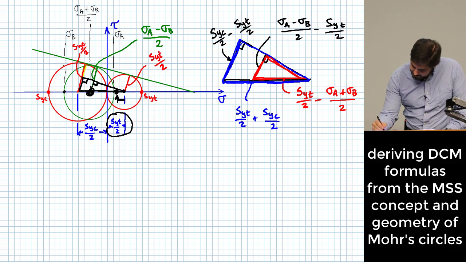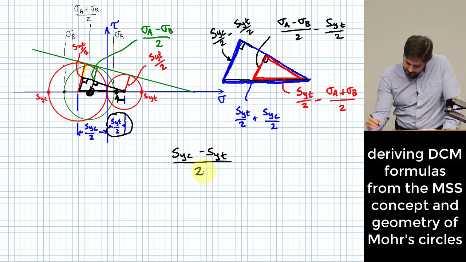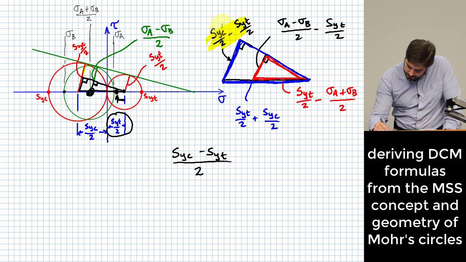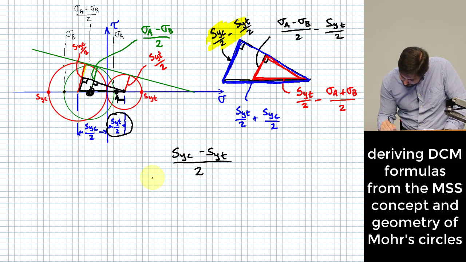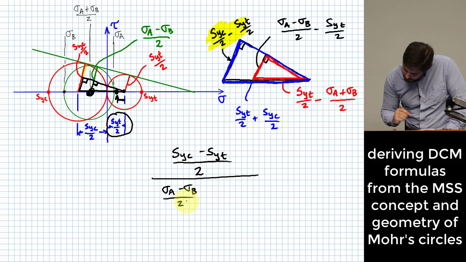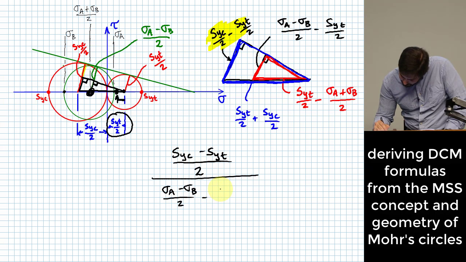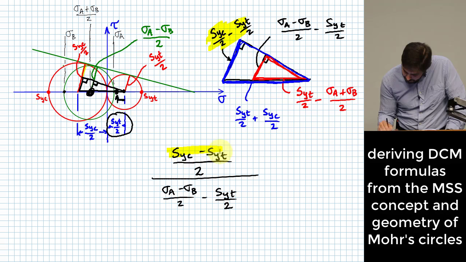All right, let's set it up like this. Let's take S sub yc minus S sub yt over 2. Okay, so basically I'm working with this right here, and I look at how that corresponds with sigma A minus sigma B over 2 minus S sub yt over 2. So let me make sure we know where those came from.